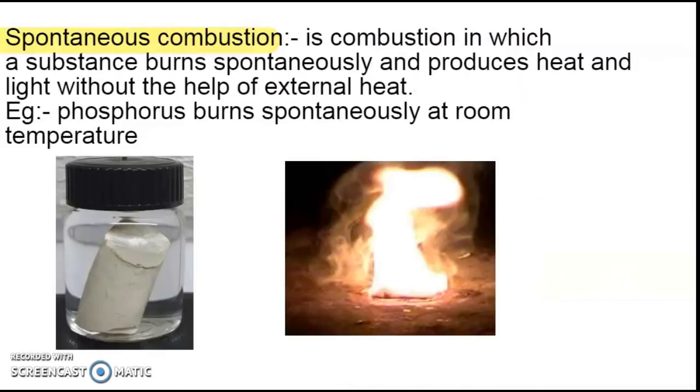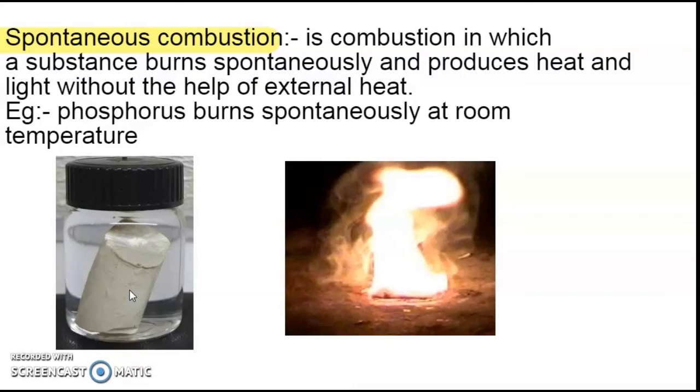Now the next is spontaneous combustion. Spontaneous means at the very moment, so these substances don't require heat. In the other one, you need to produce some heat or spark, and as soon as they get that spark, they catch fire. That is an example of rapid combustion. But in spontaneous combustion, they do not require any heat. This is a combustion that does not require any heat, but they produce heat and light.